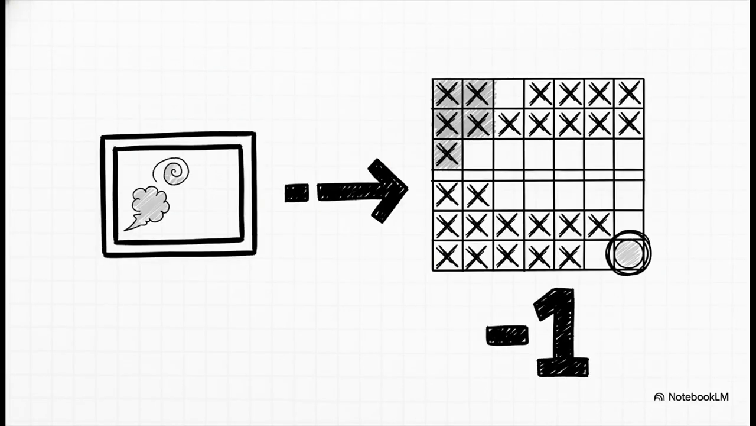But what if the loop finishes? Well, that means our queue is totally empty. We've explored every single possible path from the start, and we never reached the destination. That's how we know for sure that no path exists. So in this case, we return -1.